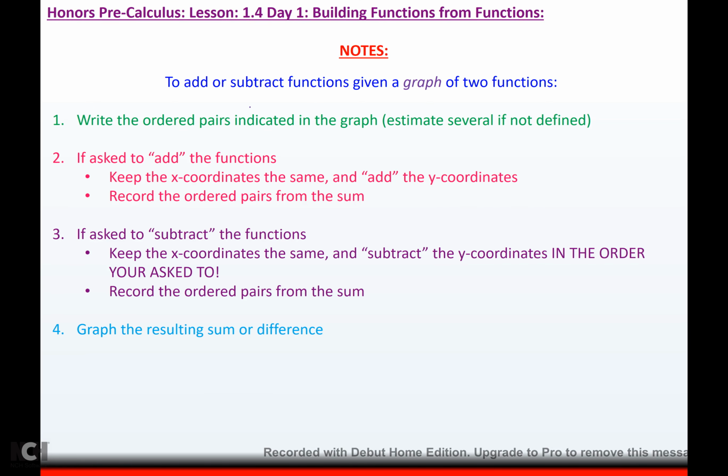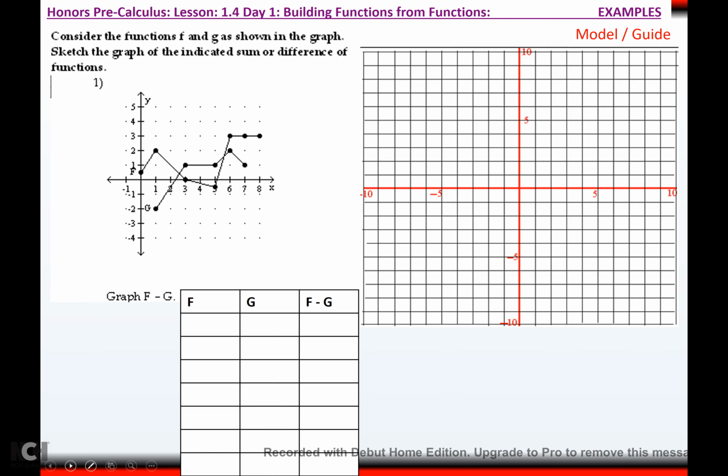Alright, so we're going to be adding or subtracting functions from a graph. What you do is you write the ordered pairs indicated in the graph. Estimate several if they're not defined for you. If you're asked to add the functions, keep the x-coordinates the same and you add the y-coordinates. Record the ordered pairs from the sum, replot them, and there's the sum of your 2 graphs. If you're asked to subtract, keep the x-coordinates, subtract the y-coordinates in the order you're asked to. Be careful.